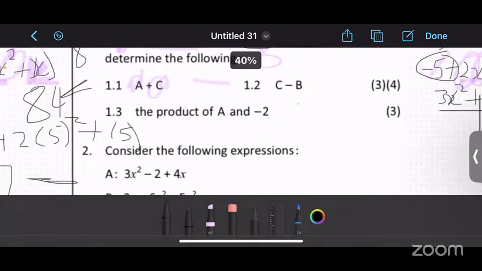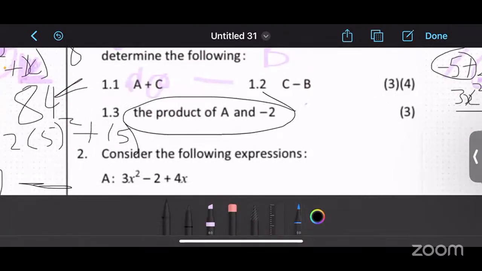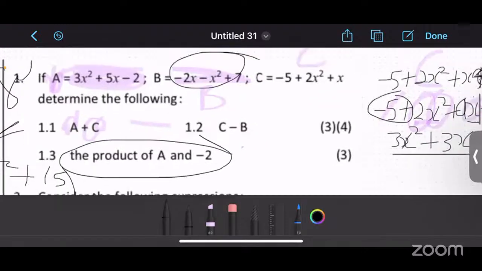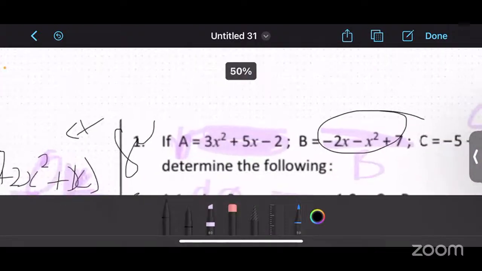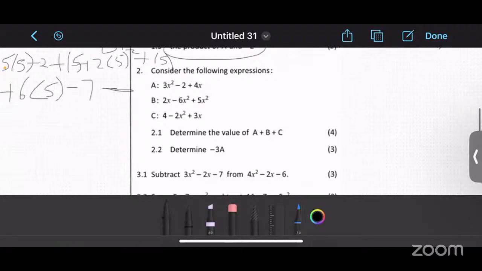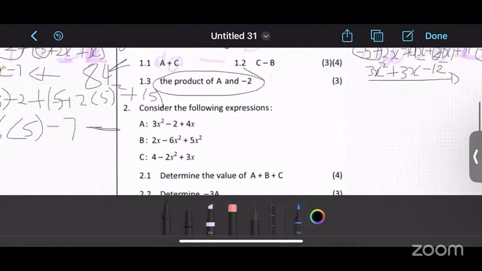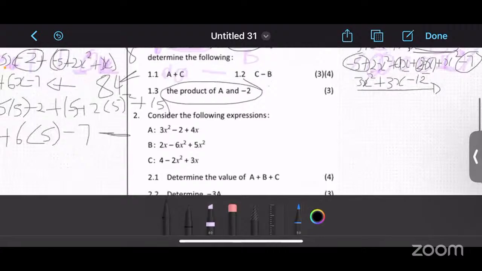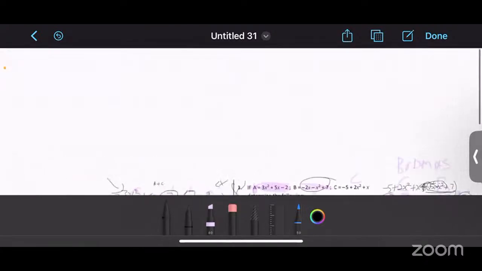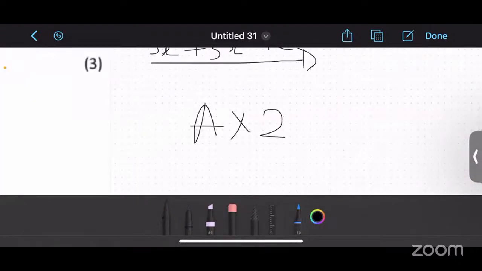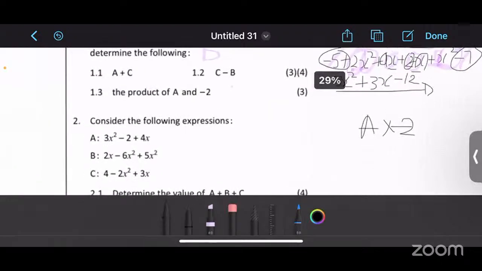Okay, let's look at this. The product of A and -2. Do you guys know what they mean when they say product? Multiplication. So that means we're going to say, what do they want? The product of A and -2. So it's like we're saying A multiplied by -2, okay?